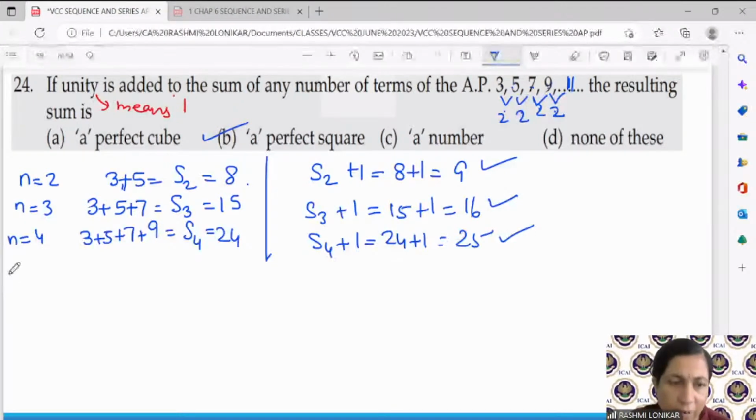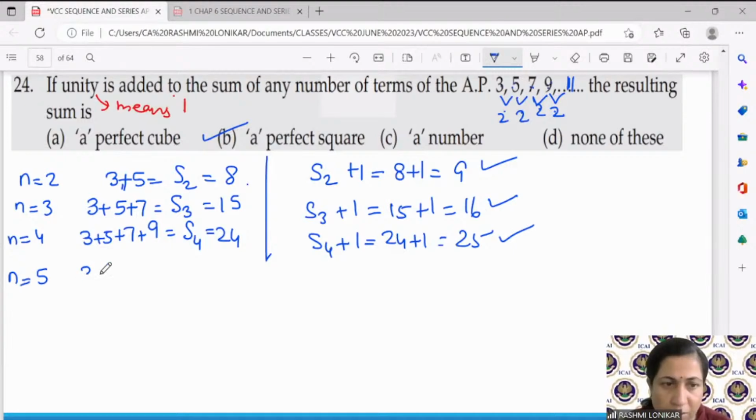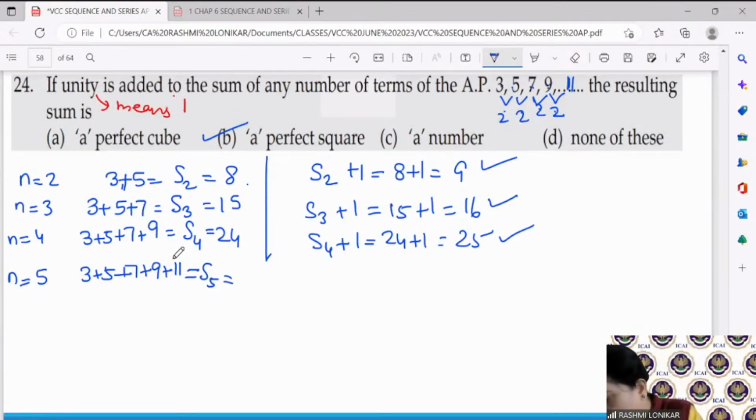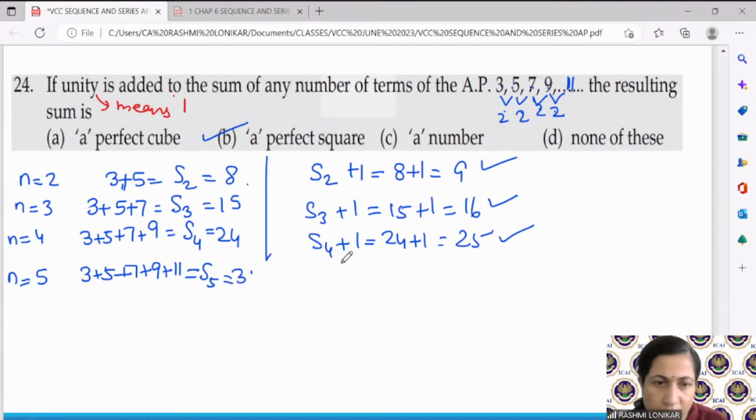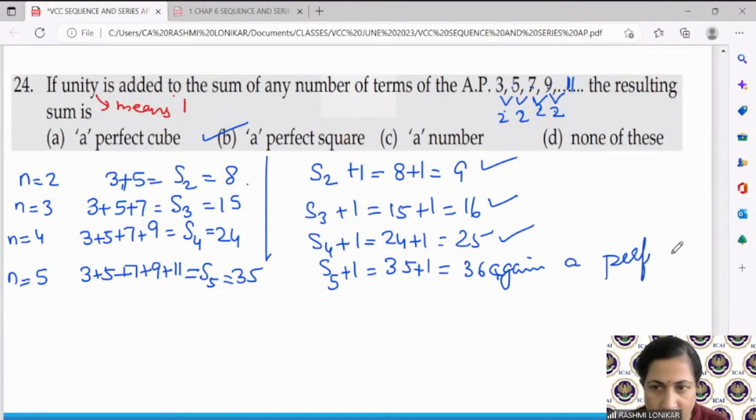So even if I take n is equal to 5, what will happen? 3 plus 5 plus 7 plus 9 plus 11, which will be equal to S5, which is equal to how much? 24 plus 11, 35. So S5 plus 1 is equal to 35 plus 1, which is 36, which is again a perfect square. So for this example, whatever is given, just work on it and you will get the correct answer.